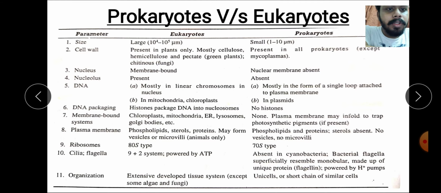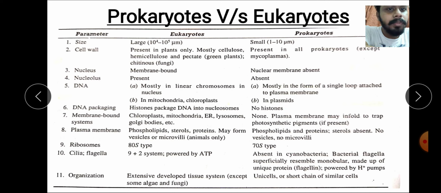Also, DNA is present in the mitochondria and chloroplast of eukaryotes. But in prokaryotes the DNA is mostly in the form of a loop, that is, circular chromosomes. The prokaryotic DNA is circular, and DNA is also present in the plasmid of prokaryotes, but the plasmid is not present in eukaryotes. Eukaryotes have mitochondria and chloroplast.